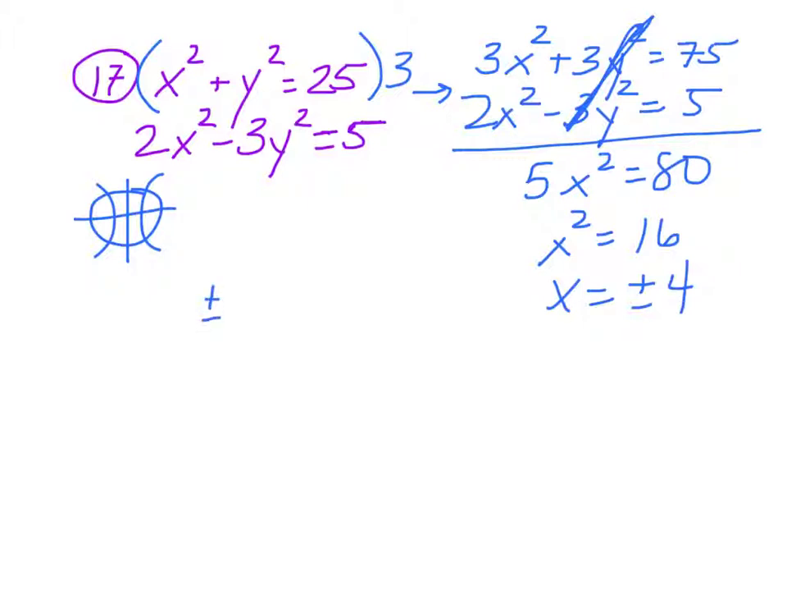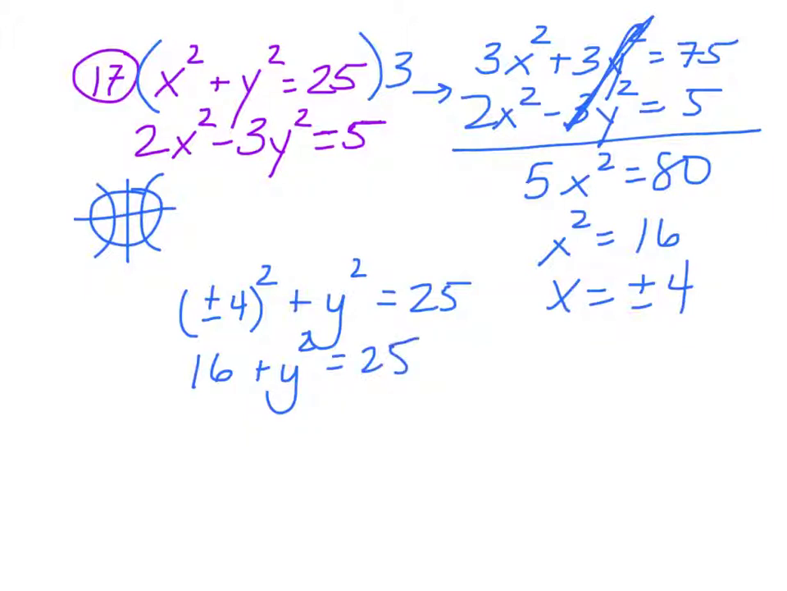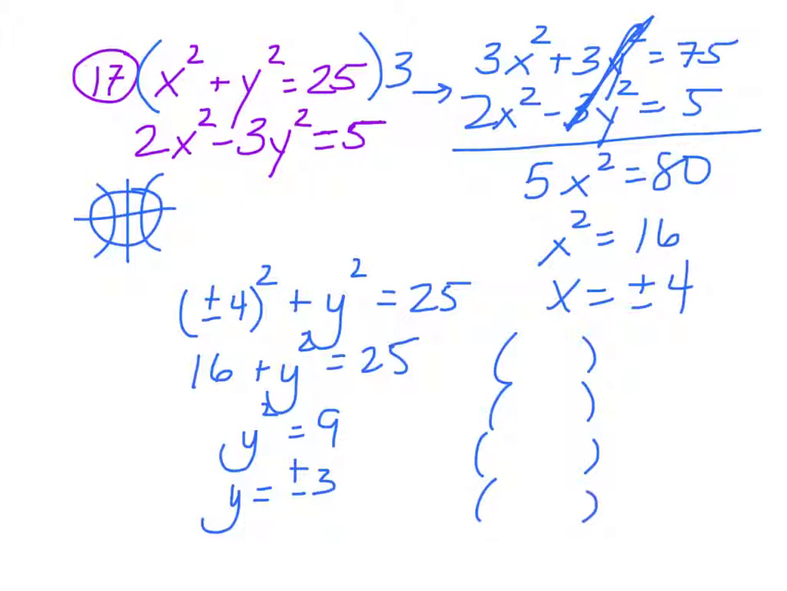So it doesn't matter whether I plug in a positive or a negative 4 because I'm squaring it. And it doesn't matter which equation I'm using here. But we have 4 in there. It gives me a 16 plus y squared equals 25. Subtract the 16 from each side. Y squared equals 9. How convenient. Y is plus or minus 3. And then you have the 4 ordered pairs set up. So you can put in for x 4 and negative 4, and for y you can put in 3 and negative 3.